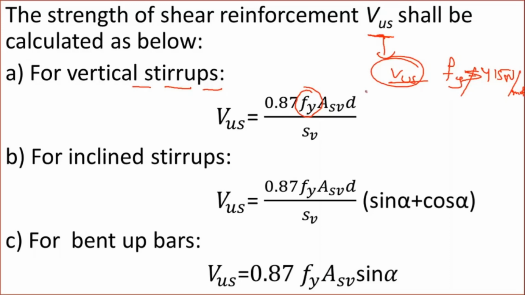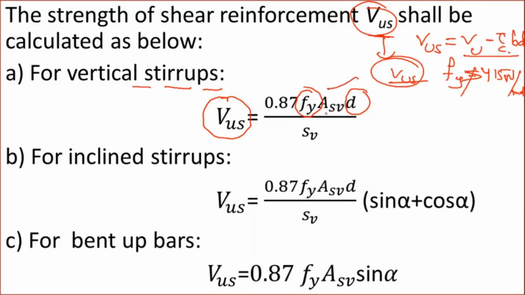Then already we have designed the section, so we know the effective depth of section, and we already know the shear force for which we have to design the shear reinforcement. That means we have seen how to calculate this VUS. What is VUS? VU minus tau c into BD. So like that we have calculated VUS. Now what are the remaining things here? ASV and SV.